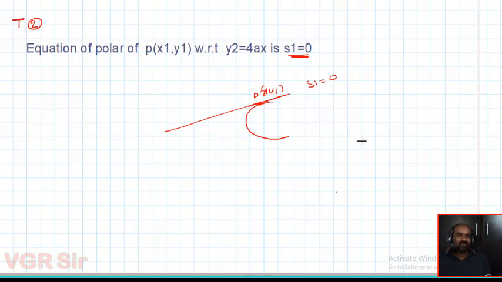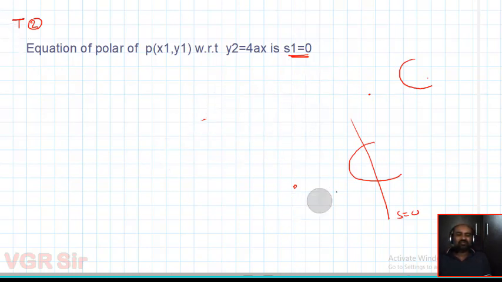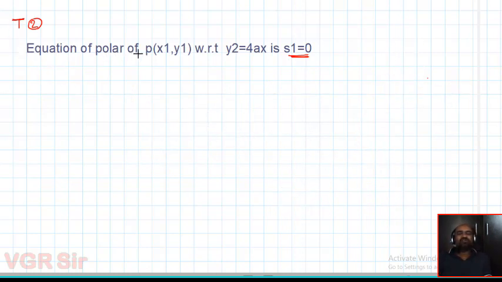Okay, don't confuse. The position of P will vary. So this is the parabola. P is now here. P is here now, (x1, y1). Now this chord of contact is S1 equal to 0. Understood? Now what happened here? Now P is exterior or interior or on. What happened? The polar becomes S1 equal to 0. The equations are the same. The position of P is varying. You should take care. Now the equation of the polar of P(x1, y1) with respect to y square equal to 4x is S1 equal to 0.